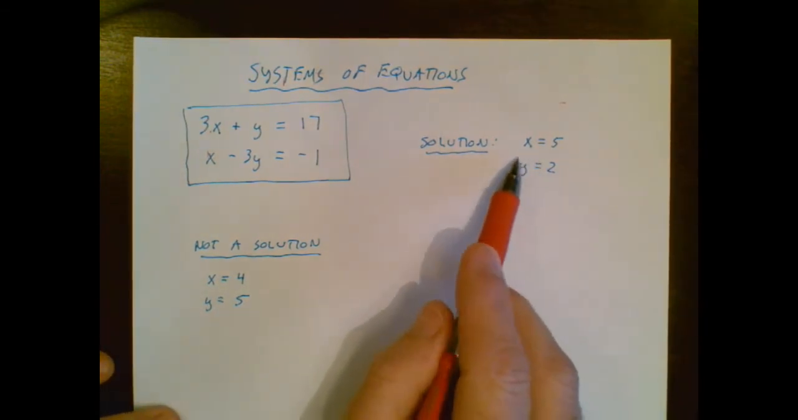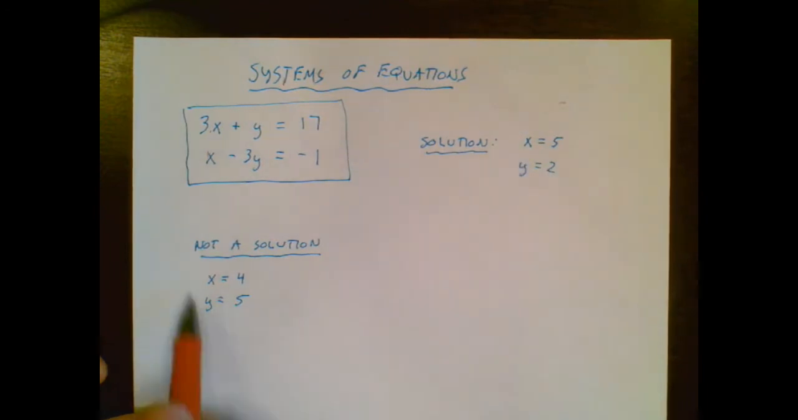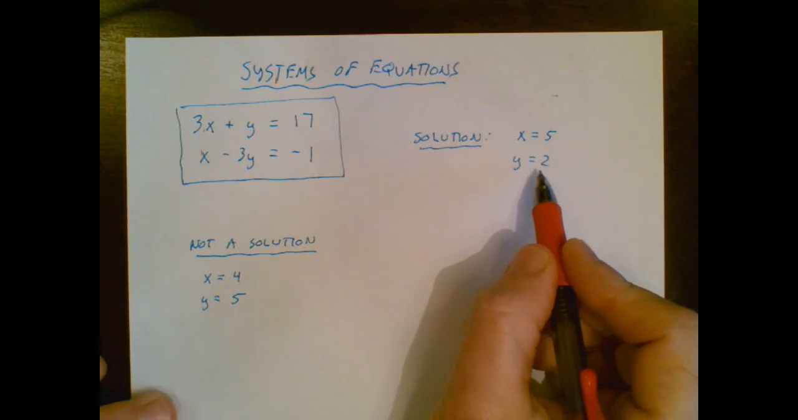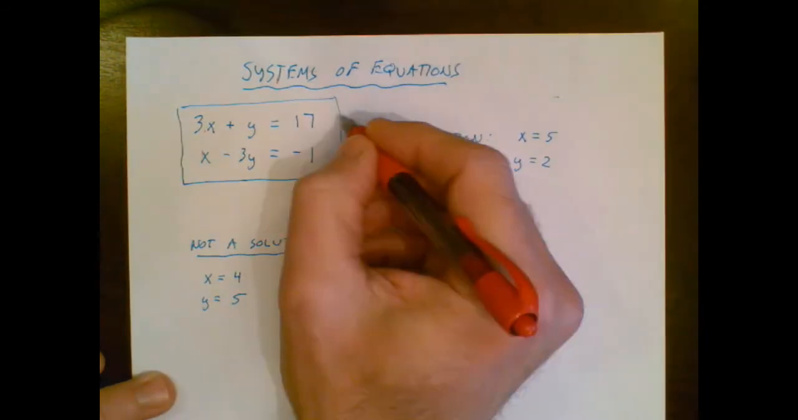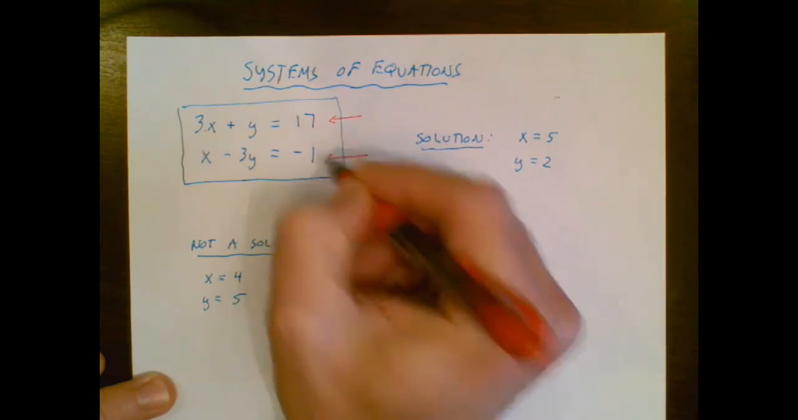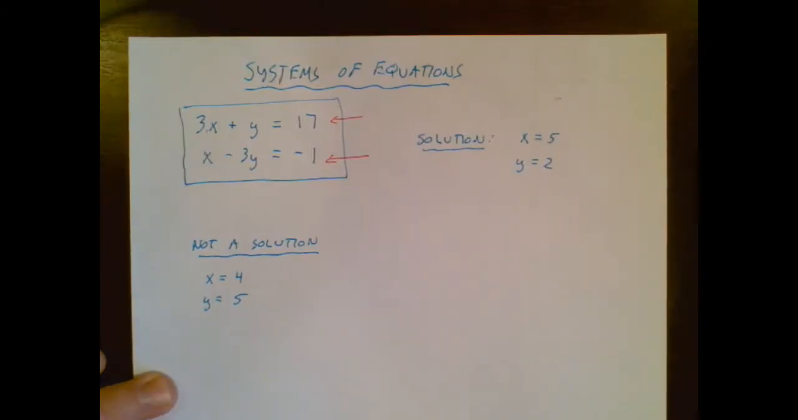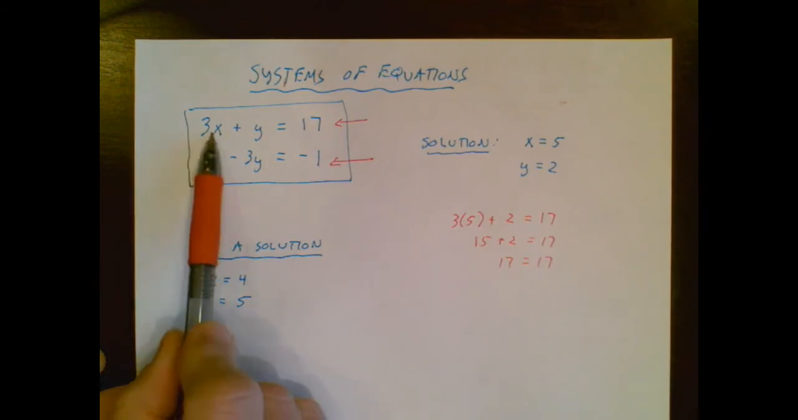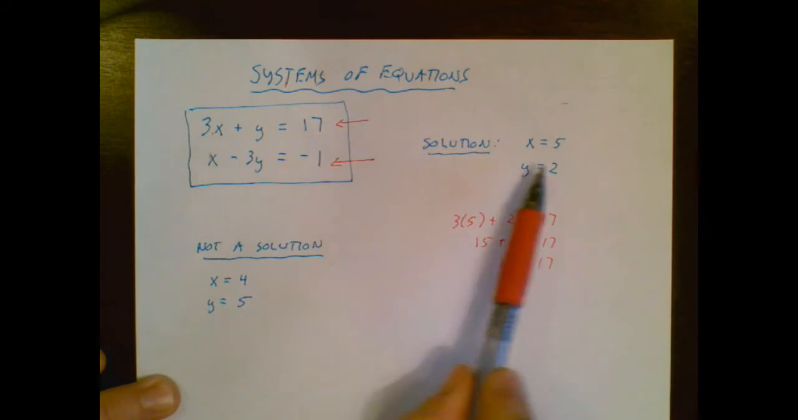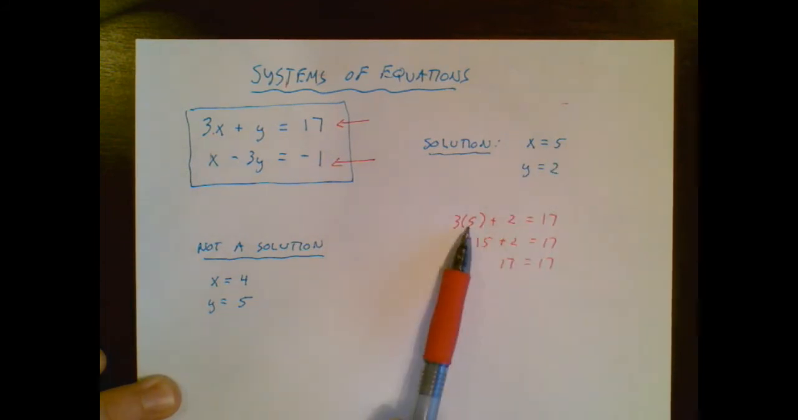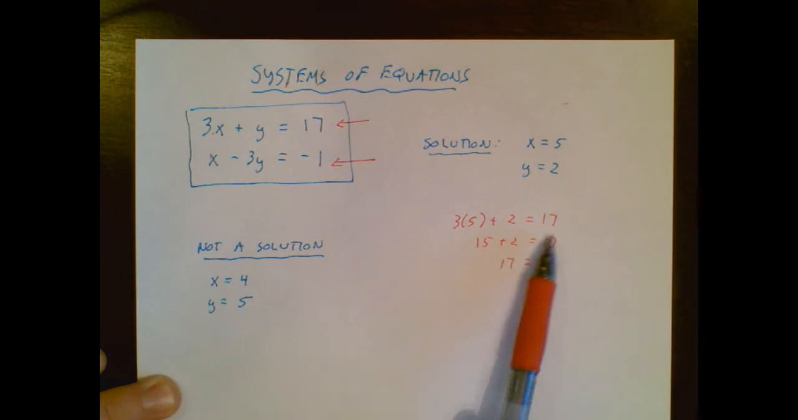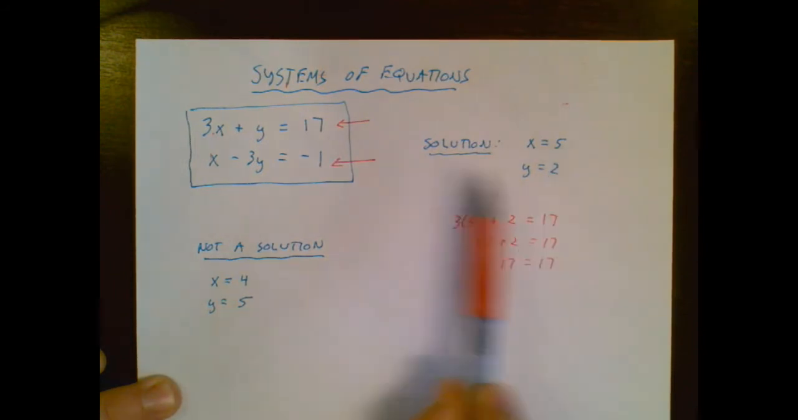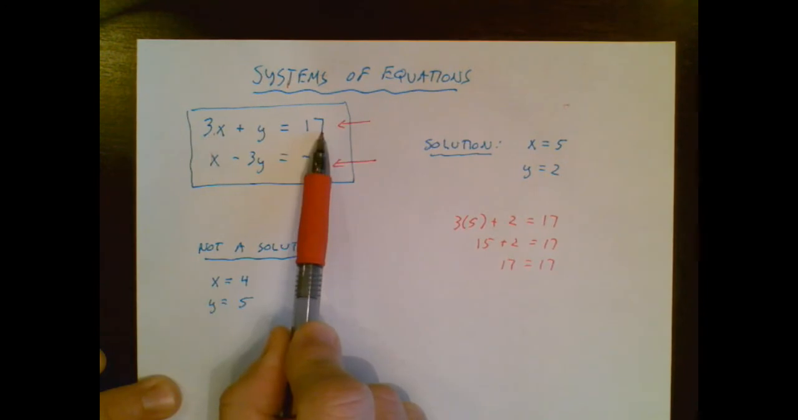And I'm going to show you an example of something that is a solution and something that is not a solution. If x equals 5, y equals 2 is a solution, that means it works in both of those equations. So let me show you by plugging in. I've taken the first equation in the system, plugged in the 5 and the 2, the 5 for the x, the 2 for the y, and I've worked it out, and I've ended up with a true statement, which means 5 and 2 works in that equation.